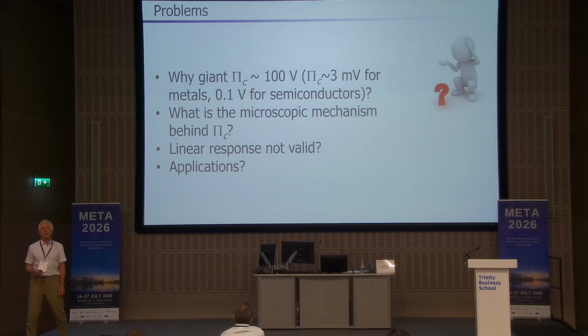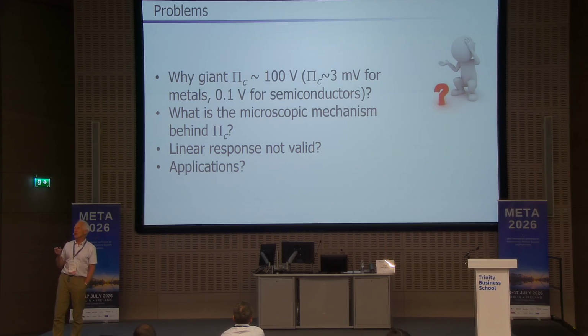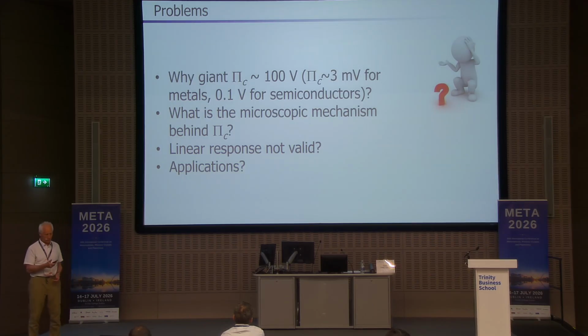So here are the problems. First of all, this Peltier coefficient in insulators is orders of magnitude larger than what we know from conventional metals. So it's 100 volt, which is huge. We have no idea what the microscopic mechanism is at this time. One of the reasons could be simply that we are using linear response theory, which is actually not allowed if we have these large amplitude fluctuations where the order parameter flips from one side to the other. So, can we apply something like that to something useful?